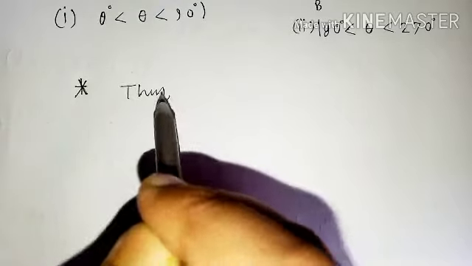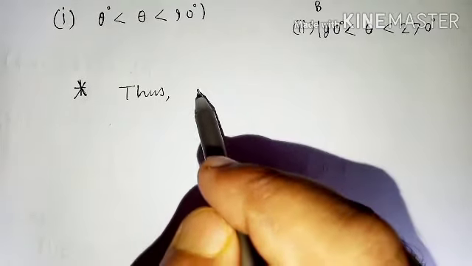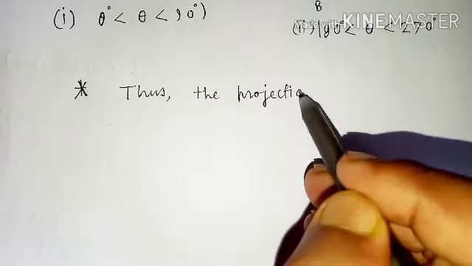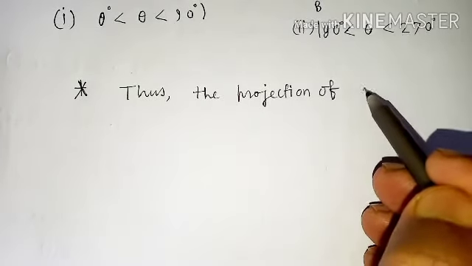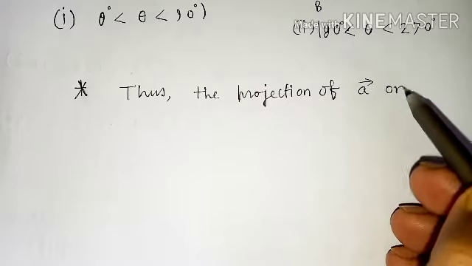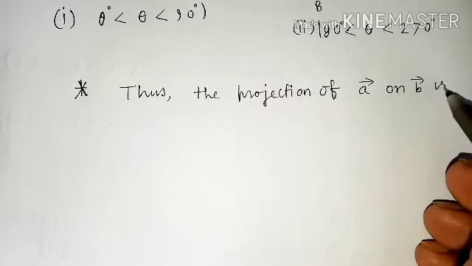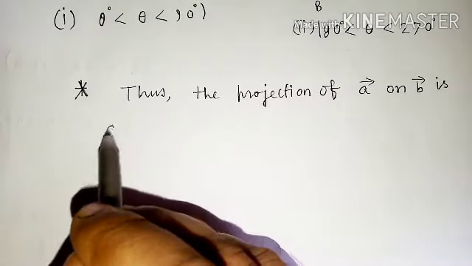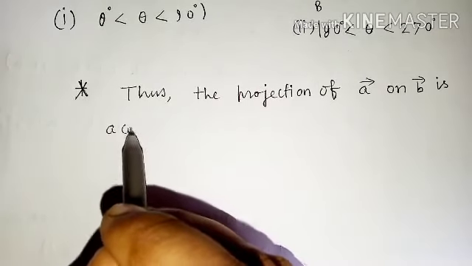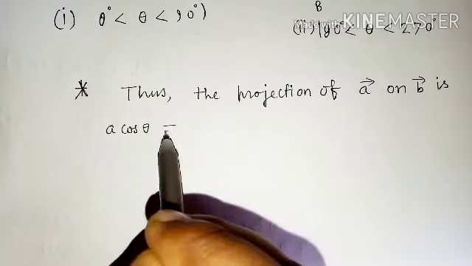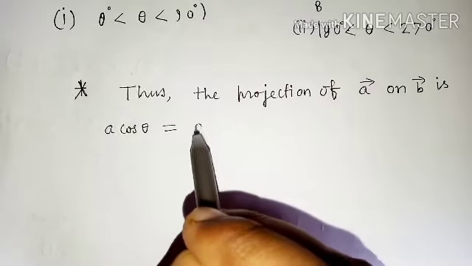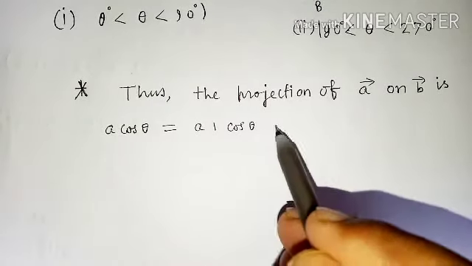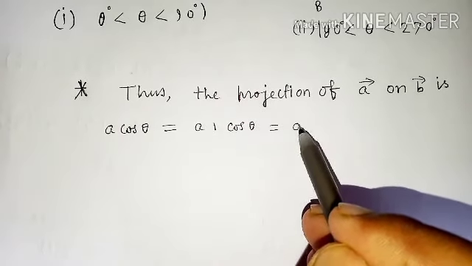Thus, the projection of vector A on vector B is A cos theta, which can be written as A into 1 cos theta, which can be written as vector A dot B cap.